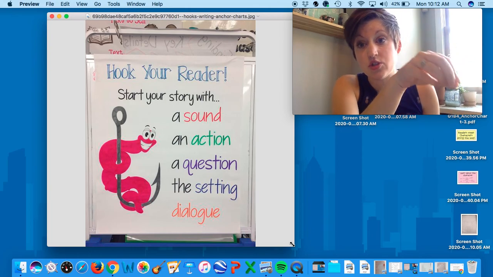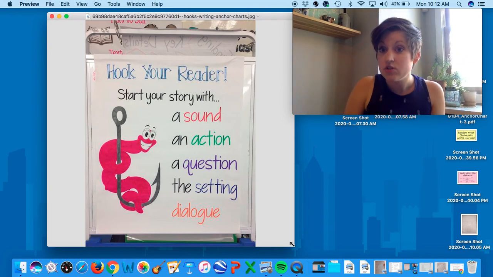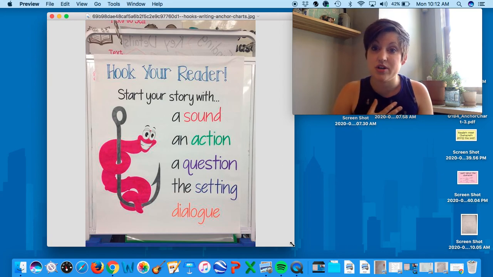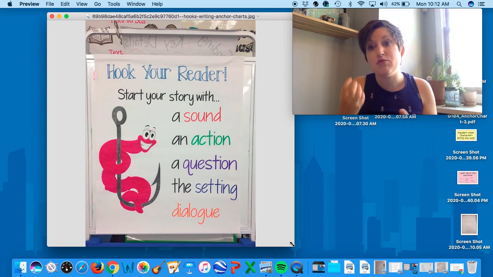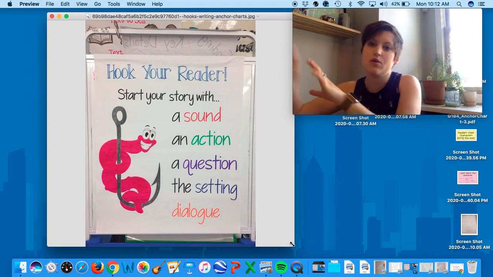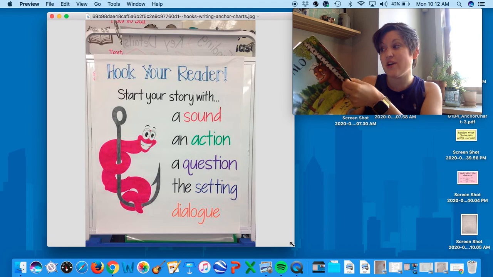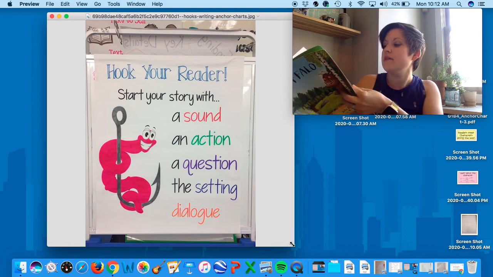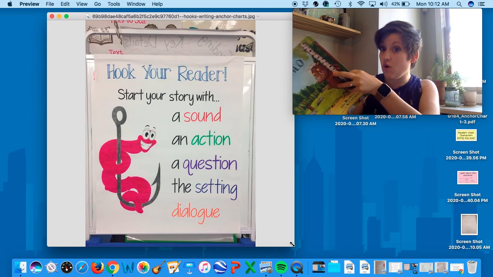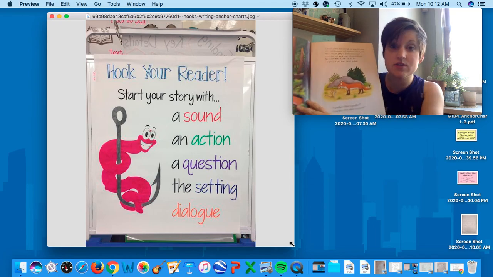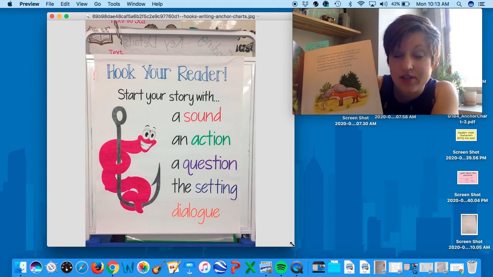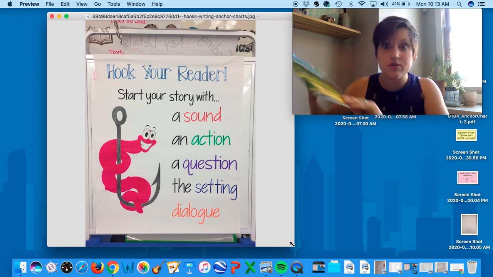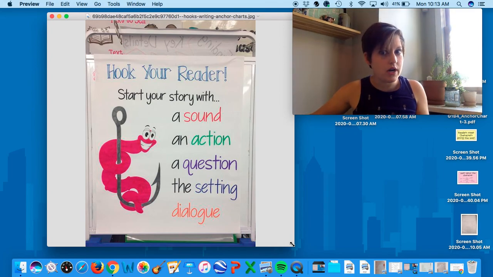You can start with a sound. Just like my book that I wrote last week, I started with an onomatopoeia, a meow, which was the cat meowing in the story. Or an action, bringing the story to life through actions. For example, our book The Gruffalo started with an action. It said, a mouse took a stroll through the deep, dark wood. The fox saw the mouse, and the mouse looked good. That's an action that gets you into the story: what's the mouse doing? Where's the mouse going? Oh no, what's the fox going to do?